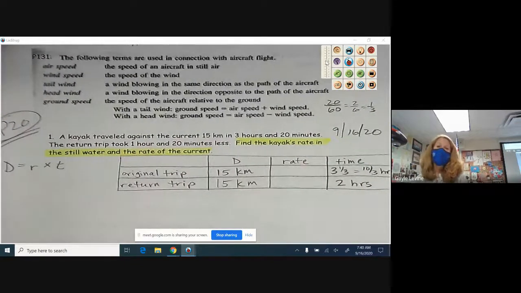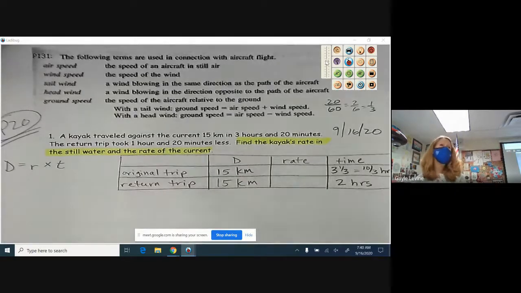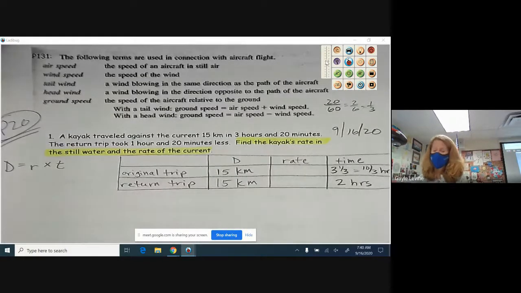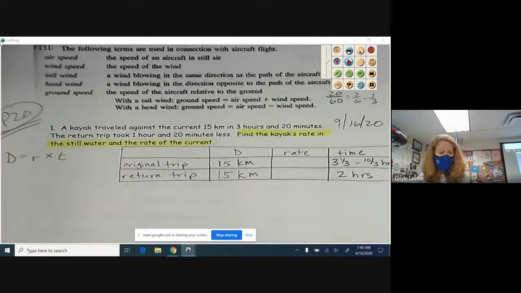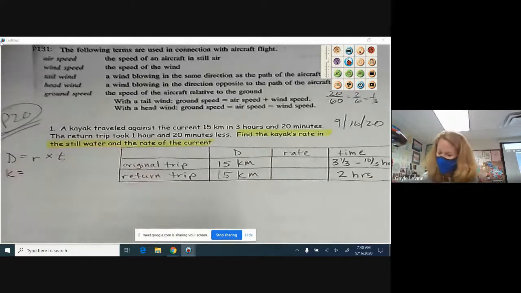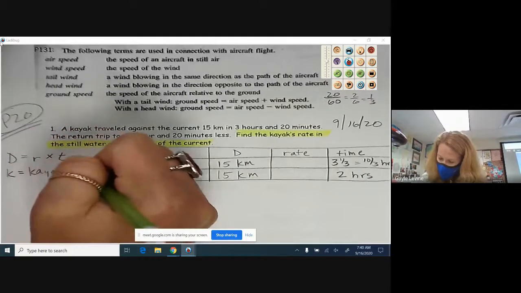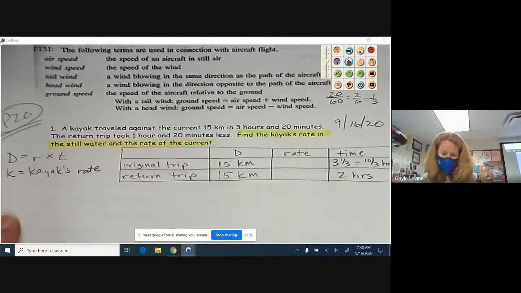Okay, we're going to define our variables, and I don't remember if we've done any word problems yet this year. I think we did that opener right at the very beginning, and I said don't worry too much because I didn't do any modeling. So now I want to model it. You have to assign your variables. It's going to be really, really important in the class. So we're going to say K equals the kayak's rate in still water.